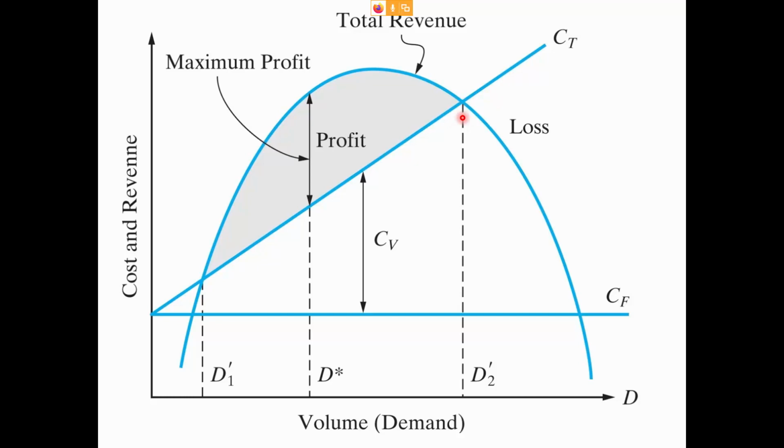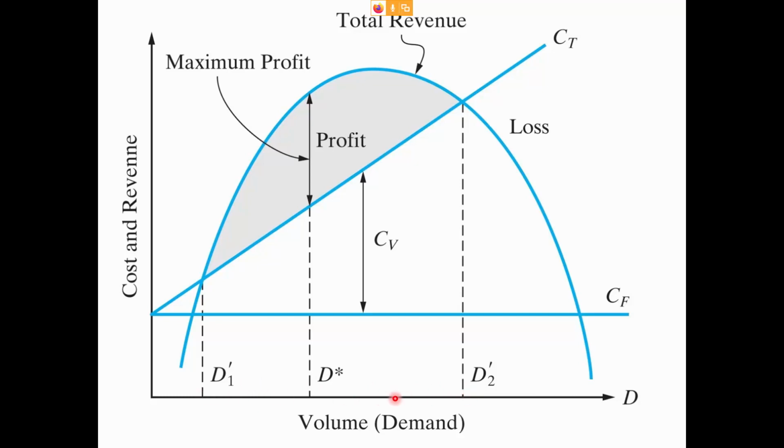And so this second break-even point represents the last amount of demand that will be profitable for you, and any more than that is not profitable. So the range of profitable demand is between D prime 1 and D prime 2.